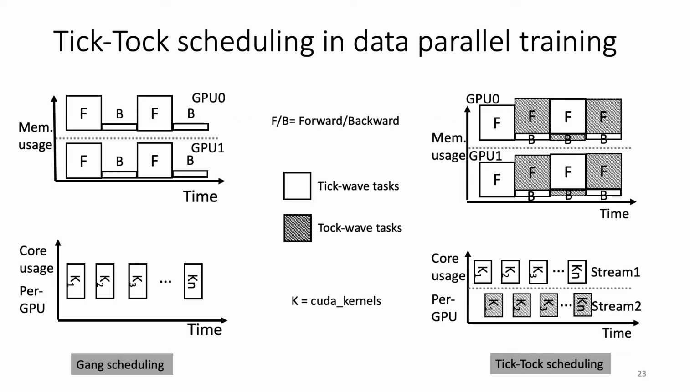Similarly, compared with the gang-scheduled single sequence of computation kernels on a GPU, in our Tick-Tock scheduling, here we can launch two sequences of computation kernels simultaneously on two different CUDA streams. Thus, it increases the computation utilization compared with the gang-scheduled training tasks.